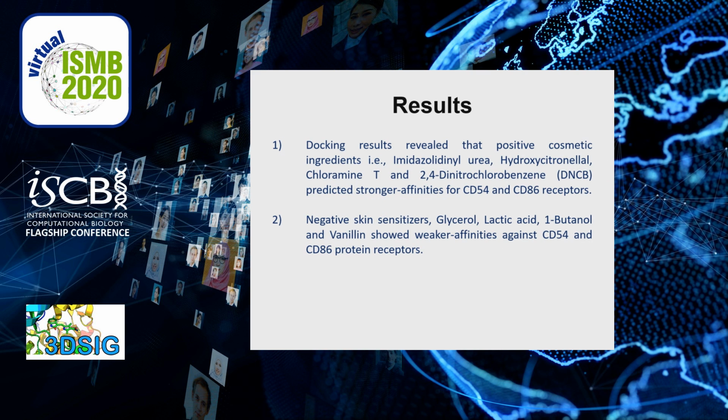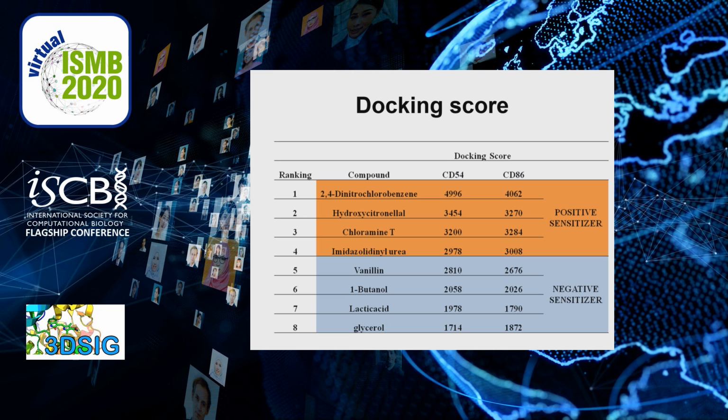In our results, as we mentioned, we took 4 skin sensitizers from the OECD guideline, which express CD54 and CD86. And in our results also, we found strong affinity for those compounds with CD54 and CD86. We have also selected 4 compounds which are non-sensitizers, meaning they are not expressing CD54 and CD86, and we also found weaker affinities for those compounds through our docking approach. In this table, we are summarizing all the results.